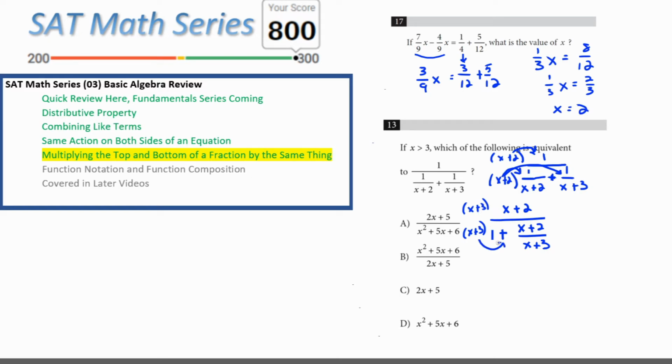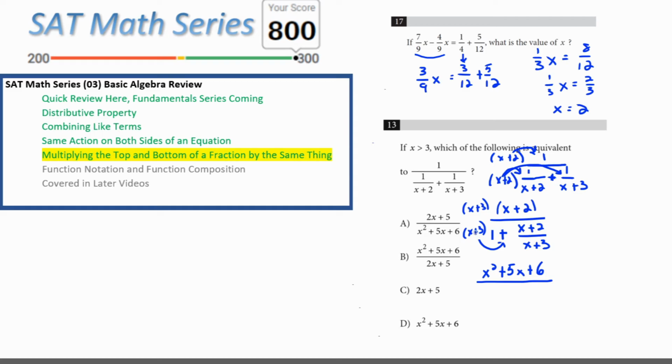And again, we see that the x plus 3 will distribute over this plus. Now, we're going to cover foiling in a future video, but suffice to say that you need to FOIL this here in the numerator and get x squared plus 5x plus 6. Admittedly, it's a rather difficult problem for a review section, but it does well illustrate multiplying the top and the denominator by the same thing.